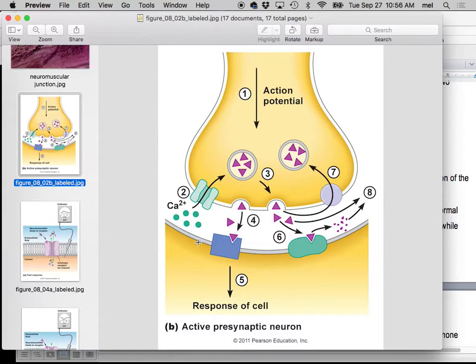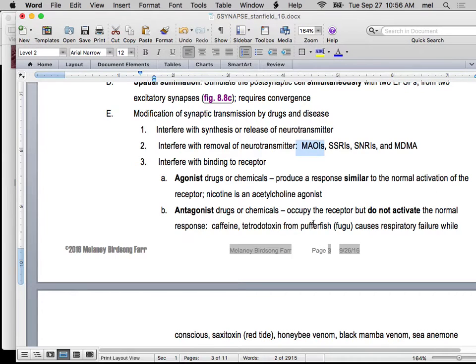And an agonist sits in the receptor, and it's a mimic. So if the antagonist is a blocker, the agonist is a mimic. It sits in the receptor and causes a response that is similar to the chemical messenger. And you might use an agonist when you didn't have enough of something, right? Okay, so let's look at some examples of agonists and antagonists. Agonist drugs or chemicals produce a response that is similar to the normal activation.